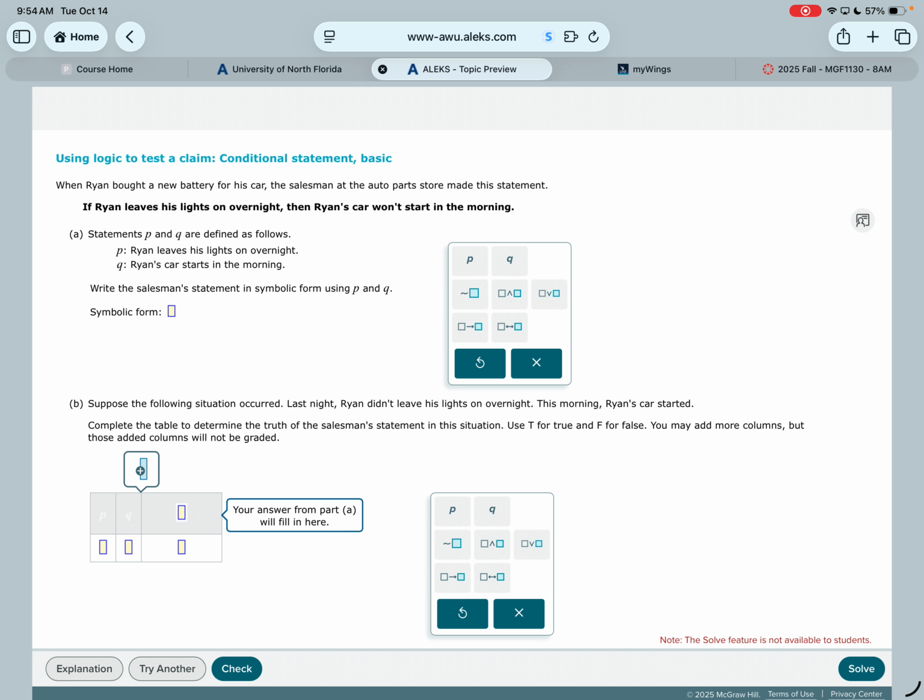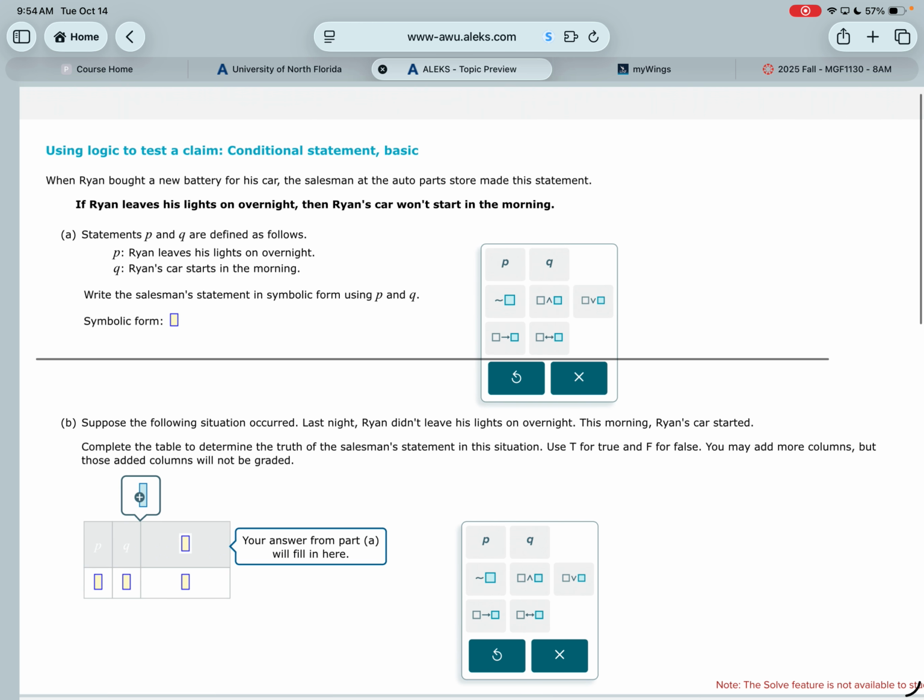Probably the last topic we'll do today is doing a real life scenario of this. When Ryan bought a new battery for his car, the salesman at the auto parts store made this statement: if Ryan leaves his lights on overnight, then Ryan's car won't start in the morning. Okay? So let's make the statements be P, Ryan leaves his lights on overnight, and Q, Ryan's car starts in the morning. So how do I write what the salesman said?